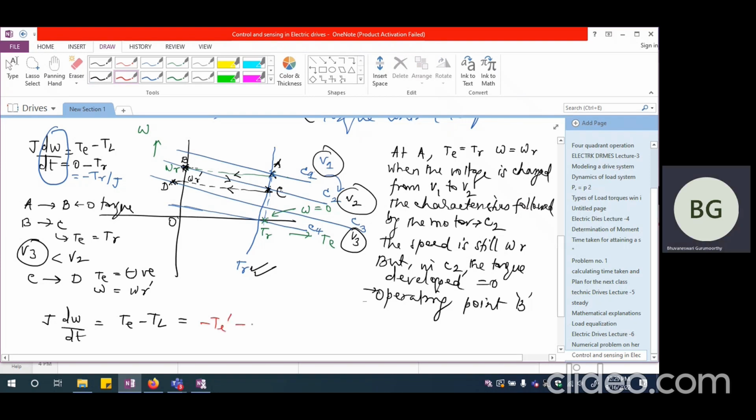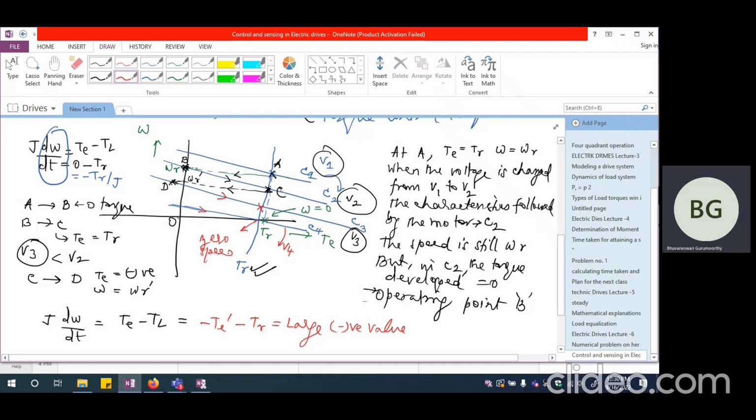And you are going to have TL is TR. So this is a large negative value. So that is going to essentially allow the motor to decelerate really fast. So it is decelerating really fast. Then after that, you might try to reduce the voltage to V4. And under that condition, it is going to decelerate even faster and reach literally zero speed.